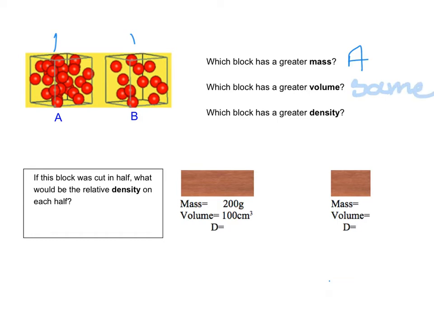So next, which block has a greater density? Well, since block A has more stuff for the given volume, I would say that A is more densely packed. Let's see the next one.